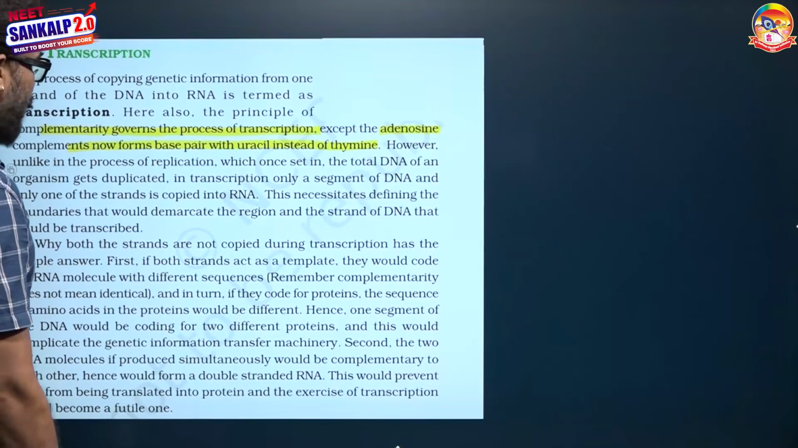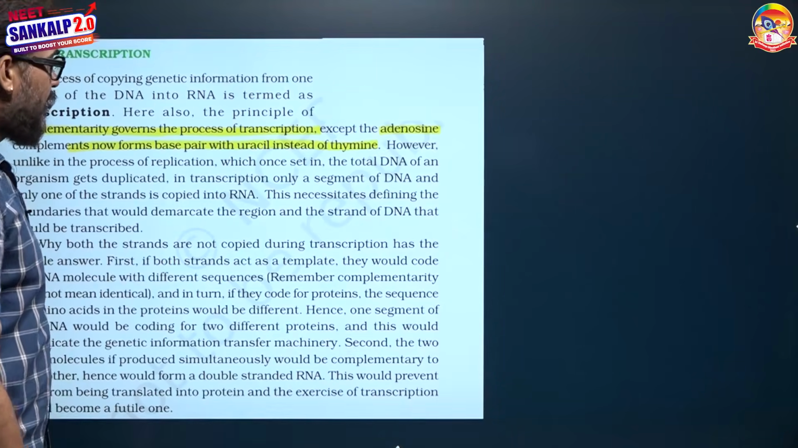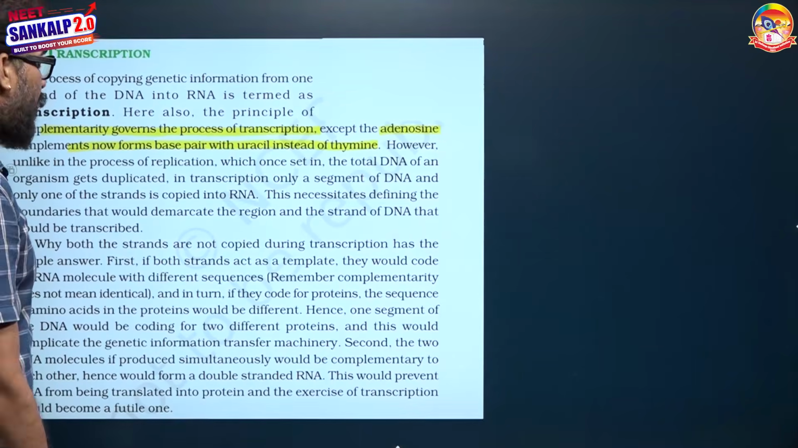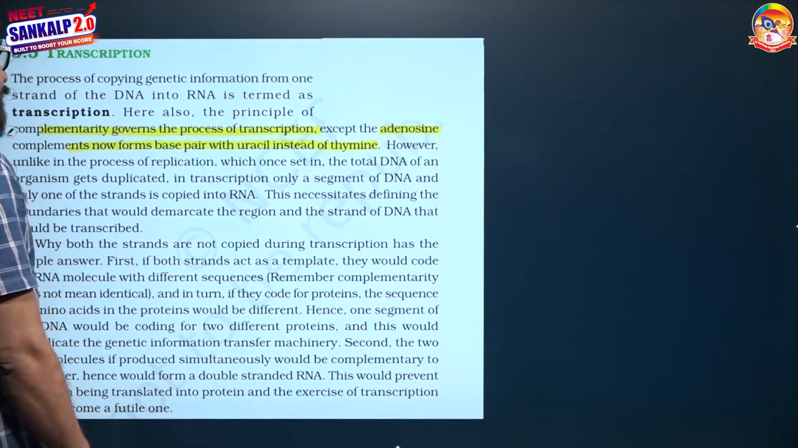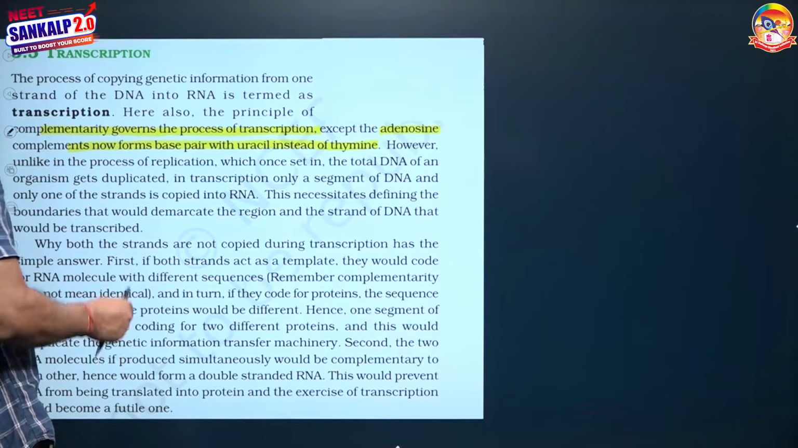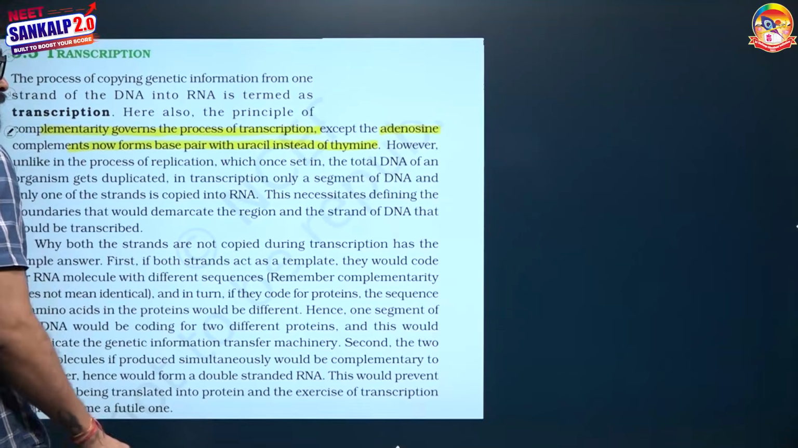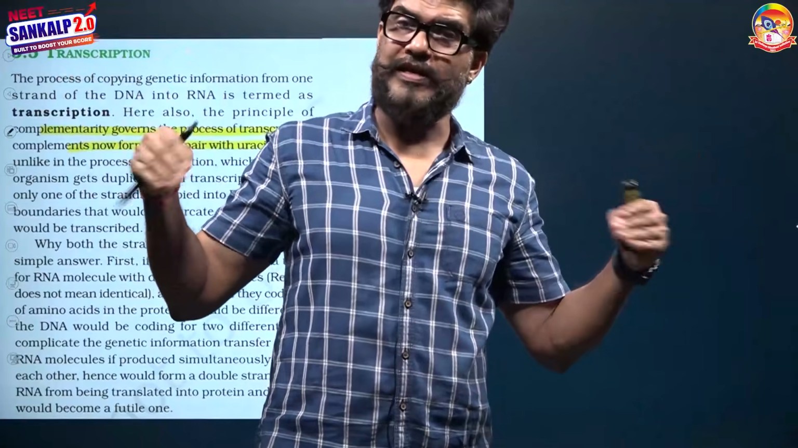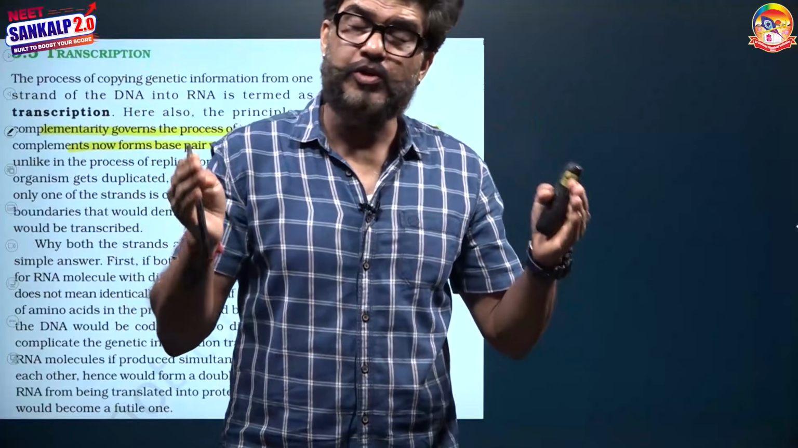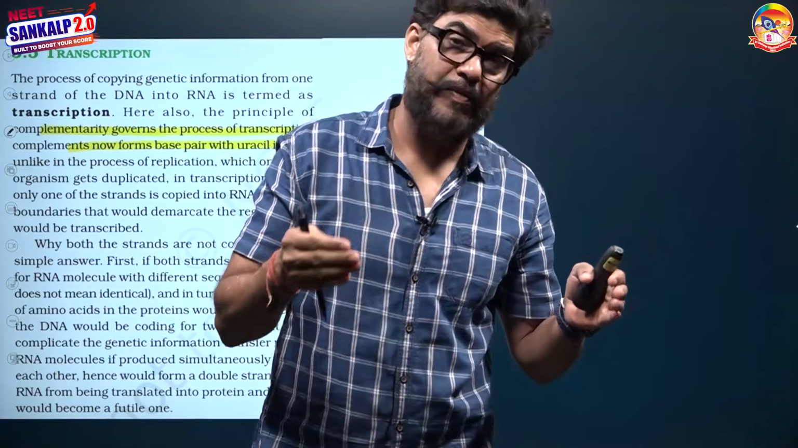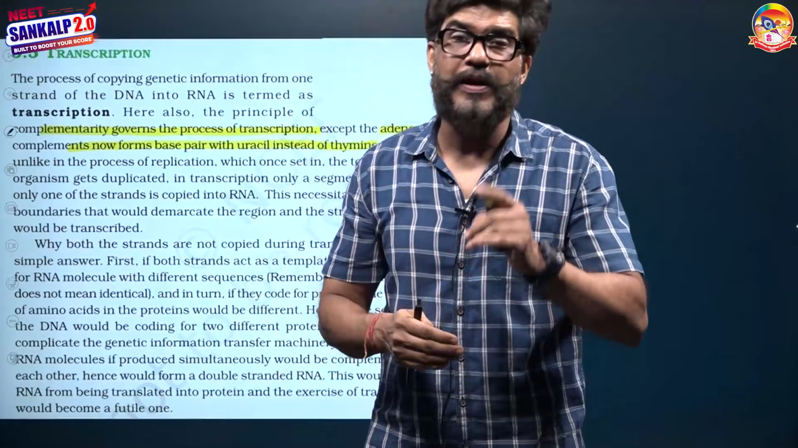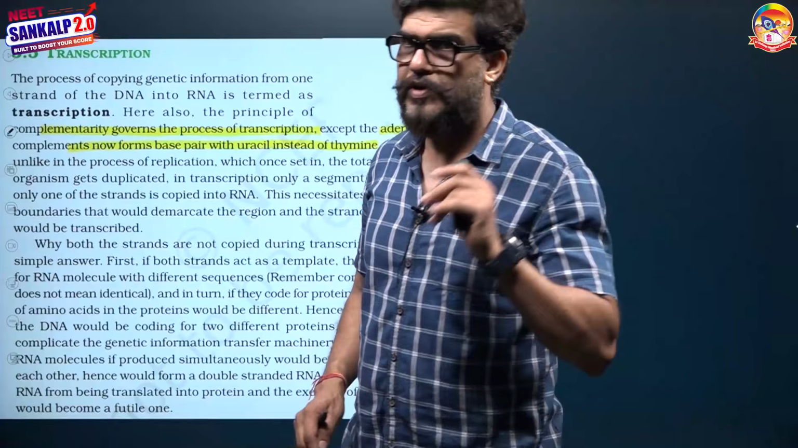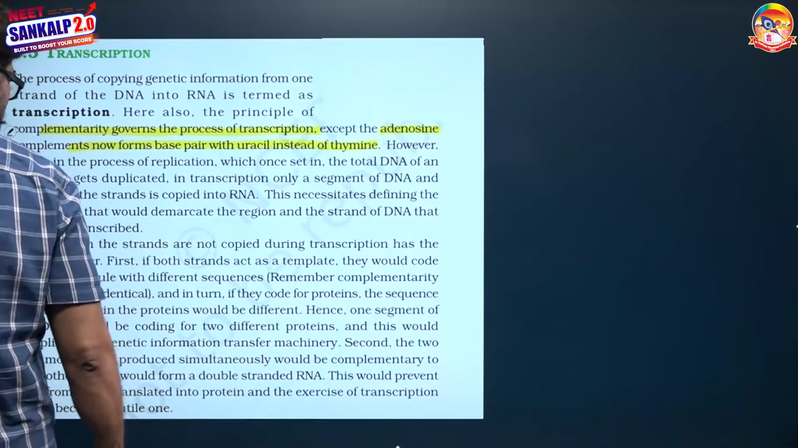Unlike DNA replication, where the total DNA of an organism gets replicated, transcription happens only in a small segment of the DNA and only in one strand of the DNA. The entire length of the DNA does not transcribe, only a short segment does, and within this short segment only one strand transcribes. It means both strands do not transcribe. Here they are giving the reason why.